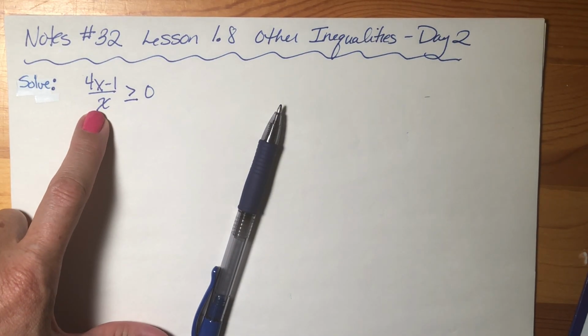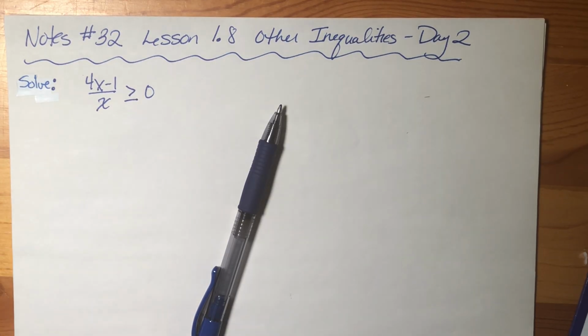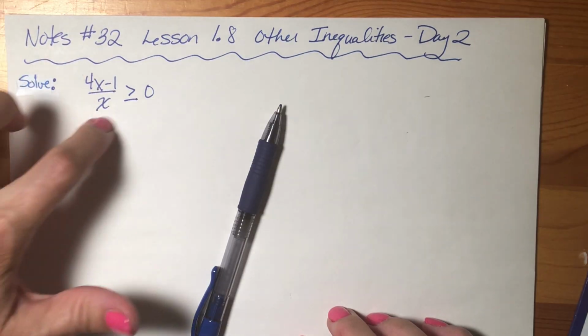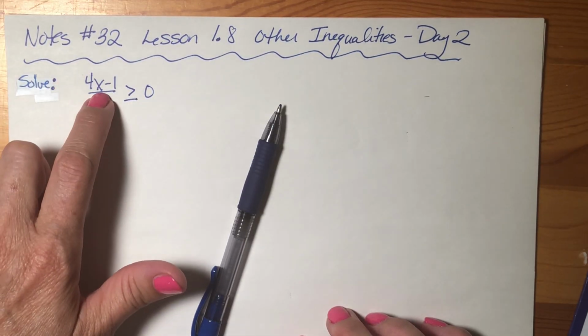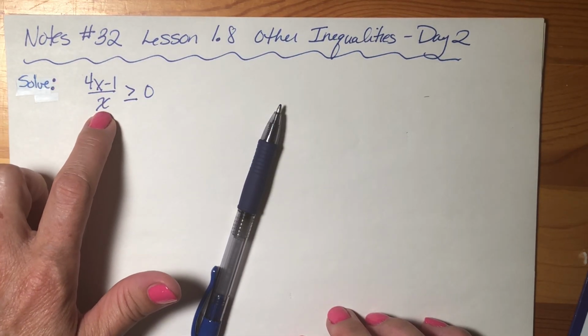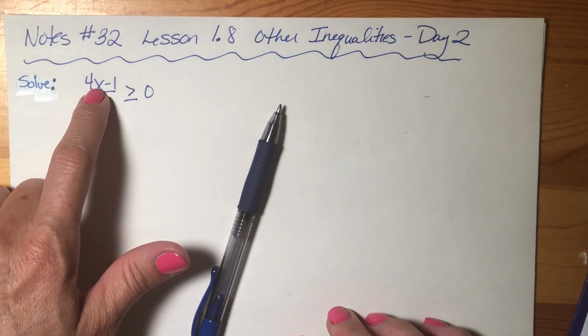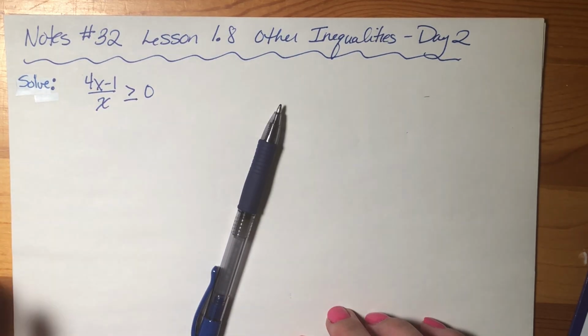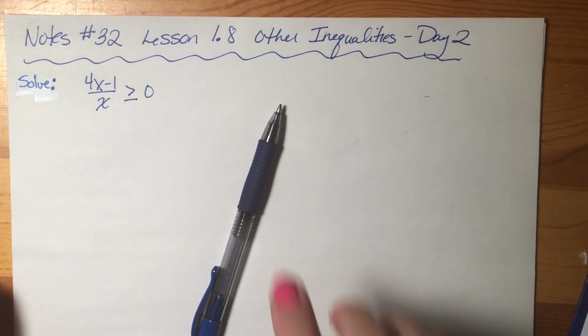I've got (4x minus 1) over x is greater than or equal to 0. Okay, so think about it. For this to be positive, my numerator is positive and my denominator is positive, or my numerator is negative and my denominator is negative. So we need to go through this problem and think about that.